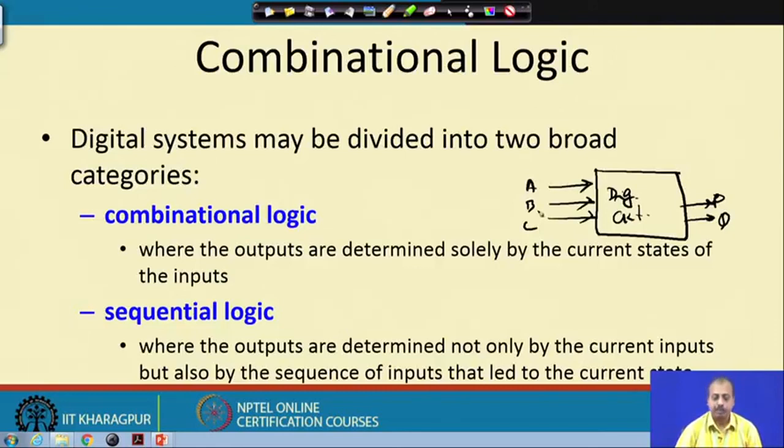So, in our course we will be dealing with both types of logic, combinational and sequential, but initially we will be discussing combinational logic because that is simpler to understand, and then we will proceed towards sequential logic.